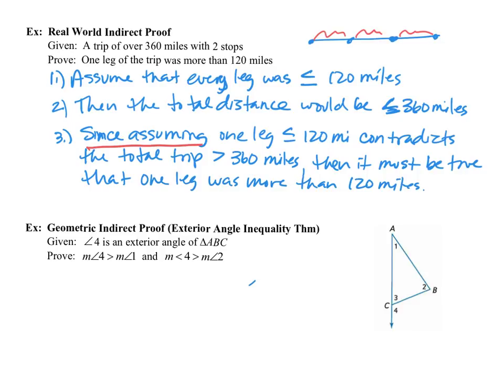Since assuming that one leg was less than or equal to 120 miles contradicts the fact that the total trip was greater than 360 miles, then we finish up by saying, then it must be true that one leg was more than 120 miles. All right, so now we're ready to look at some actual geometric proofs.